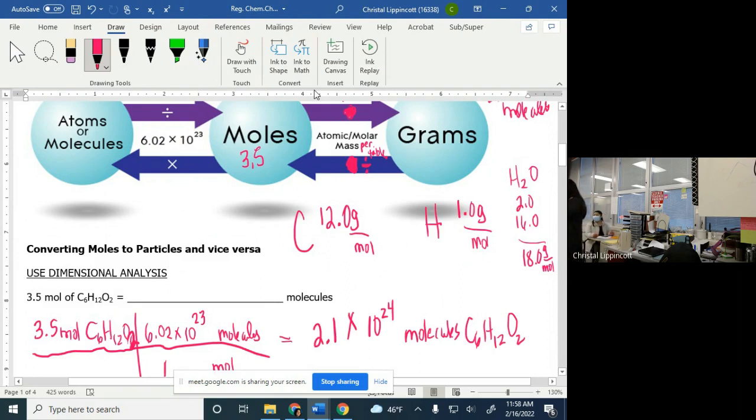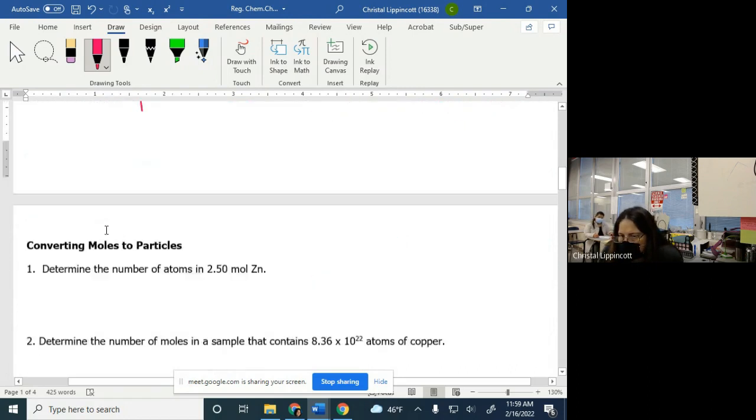Everybody good then? Is the homework due today or tomorrow? 10.3 is going to be tonight. I think I miswrote on the board. I think it should say 10.3. I'm sorry about that. All right.